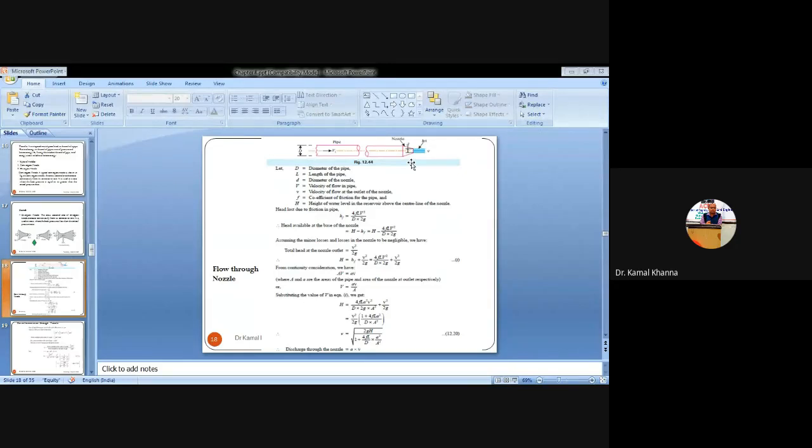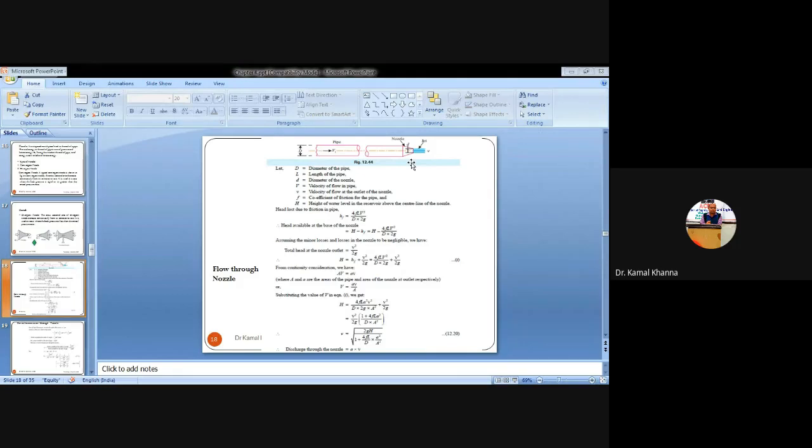So the energy was initially in the form of pressure energy and kinetic energy, but as soon as we have installed a converging nozzle at the end of the pipe, the whole of the energy is converted into kinetic energy. So to find out the discharge using this converging nozzle installed at the end of the pipe, we have assumed that the length of the pipe is capital L, the diameter is capital D, the diameter of the nozzle, that is the exit point of the nozzle, is small d, and capital V is the mean velocity of the flow in the pipe.